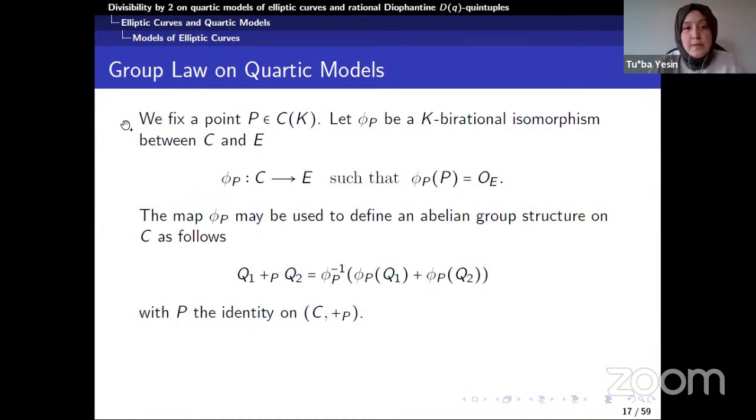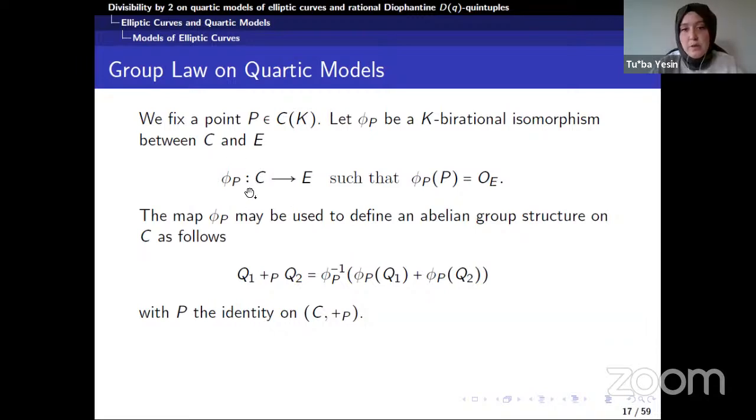First of all, we have to fix a point P on the quartic model, and we need to take an isomorphism. This is a K-birational isomorphism phi_P between C and E, such that this P must go to the point at infinity. We are choosing that explicit isomorphism such that P goes to the point at infinity, and then this isomorphism may be used to define an abelian group structure on C.